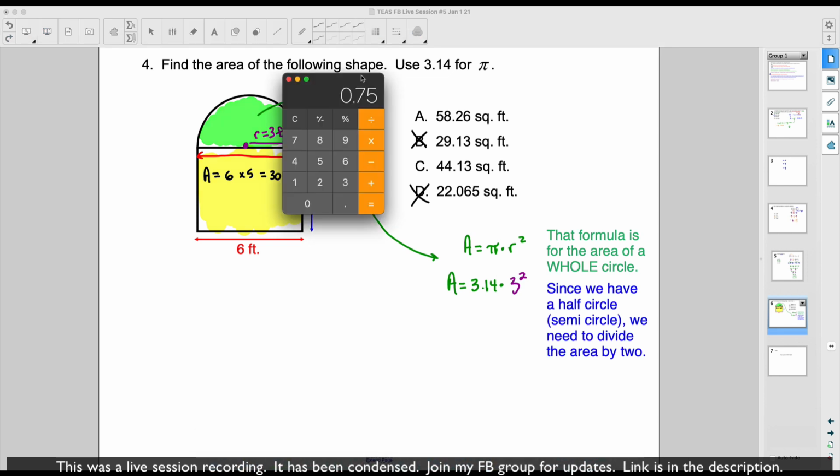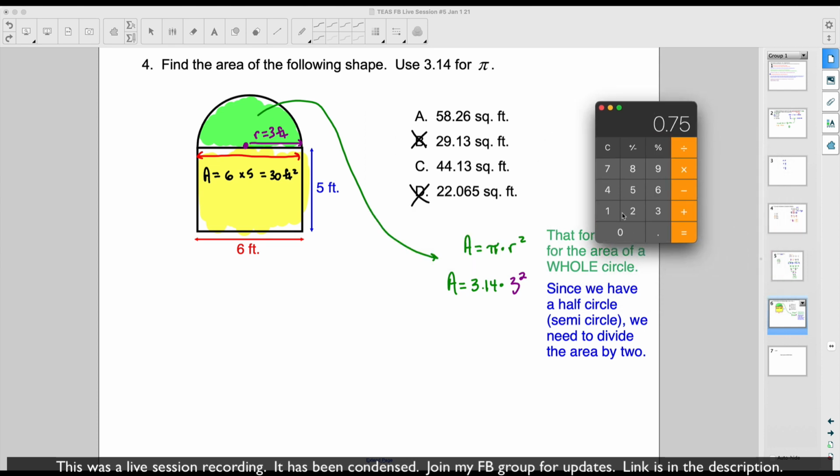And something to point out on the TEAS test, you do not have an exponent button. So what I would do here is I would just take 3.14 times the radius, which is 3, but then I'm going to multiply it by 3 again because that's what 3 squared means. Now, folks, this number here is the area of a whole circle that has a radius of 3. I mentioned since we have a semicircle, we want to take half of it. So I'm going to divide that by 2.